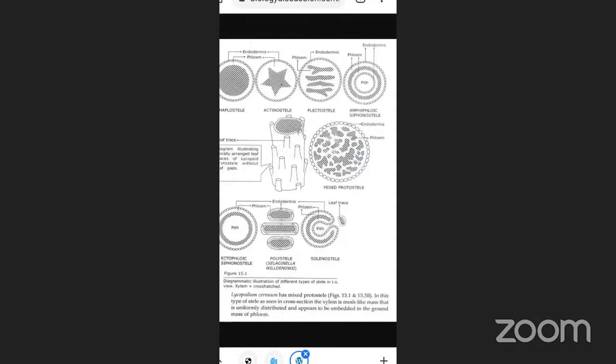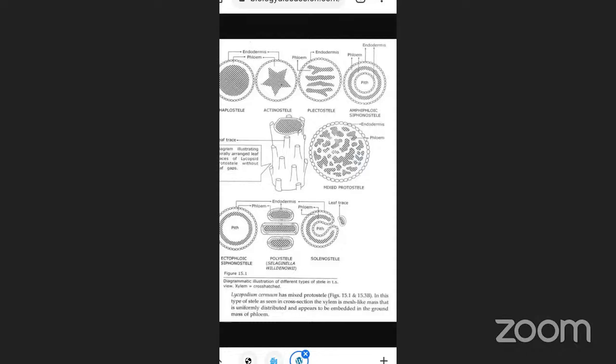Block wise, topic wise, I already told you. In block two, some important questions: the general characters of Pteridophyta and the classification of Pteridophyta. That is very important, only classification. Another one is Rhynia: structure of Rhynia and sporangia of Rhynia. That is very important, Rhynia and Lycopodium.